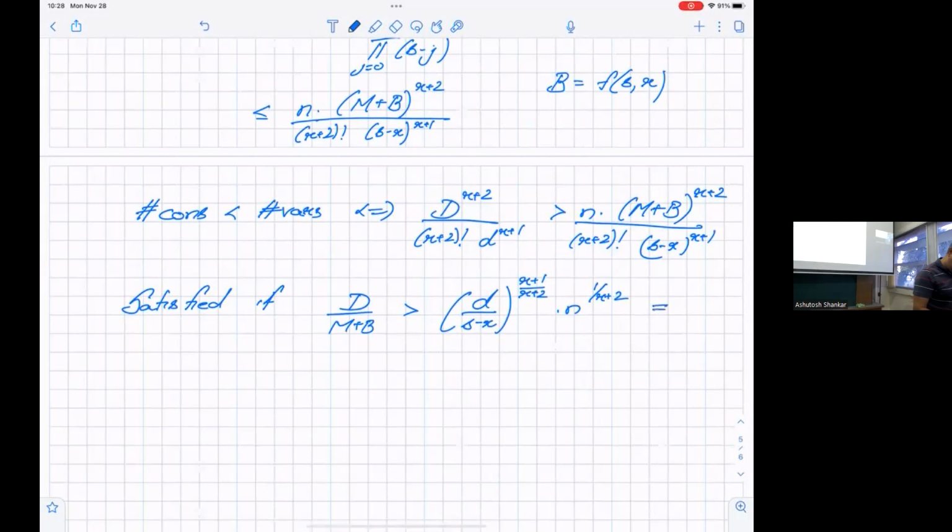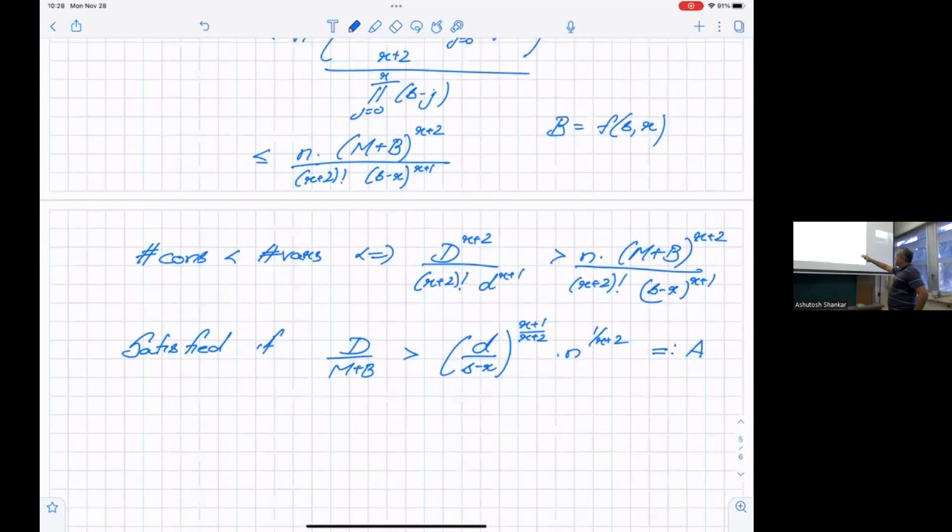Let's just define this quantity. So we will choose our parameters such that d by m plus b is larger than this a. So a is this number. s and r will be chosen in some particular fashion. So d is given to us. s and r, we will choose in some fashion, and that defines a and d. And d and m is still in our favor. Once s and r are chosen, d is fixed. We will choose d and m such that this is satisfied.